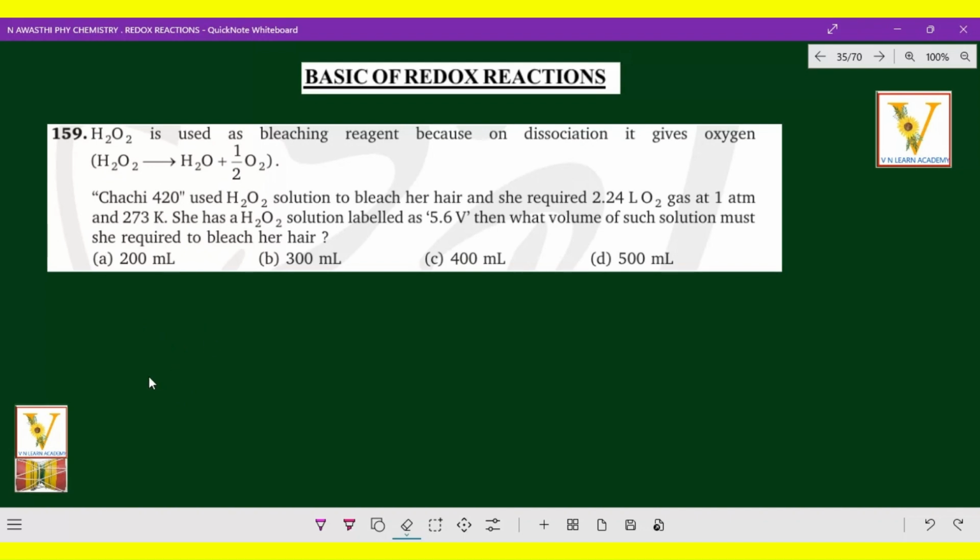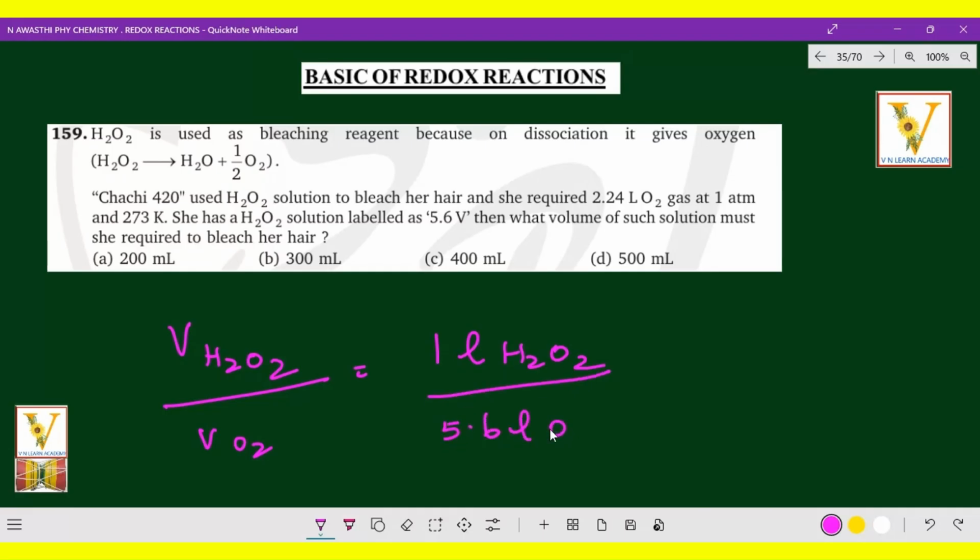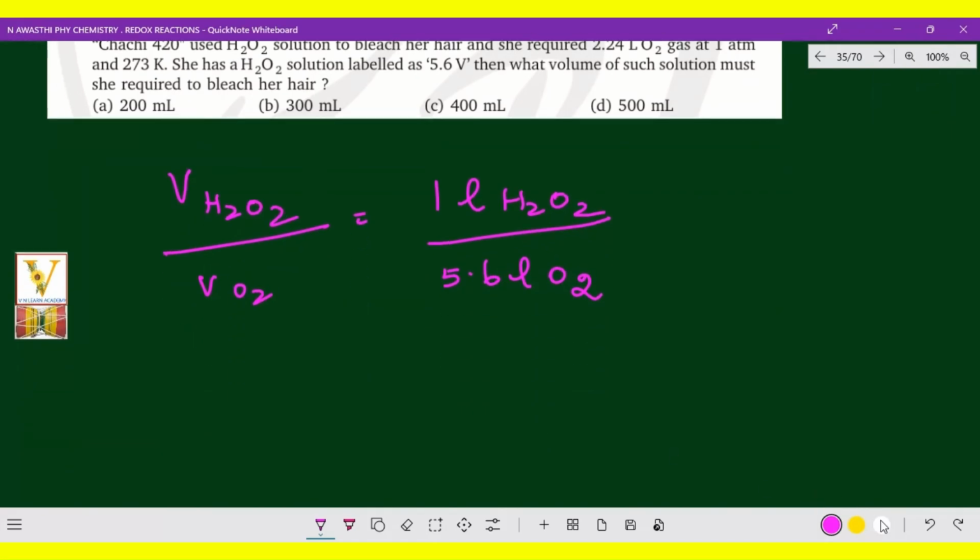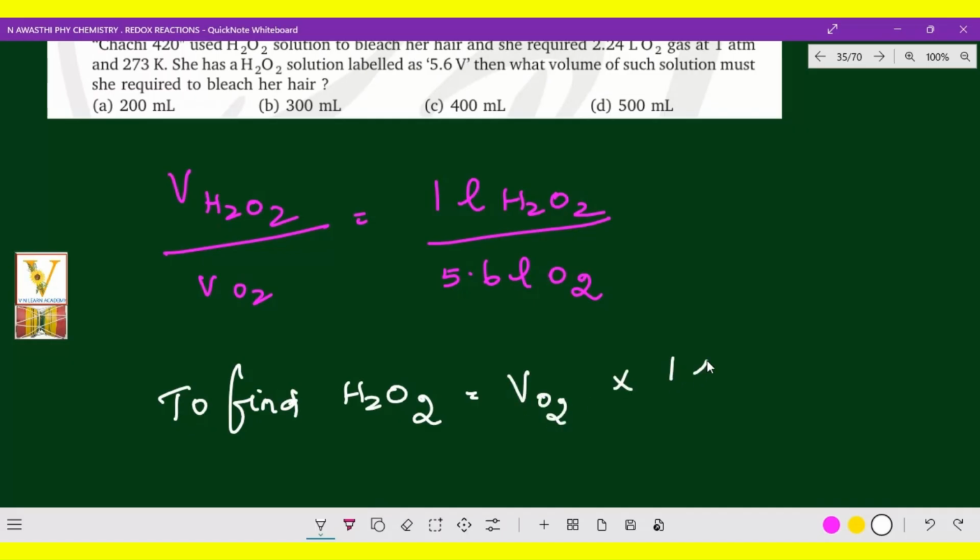Okay, come on. Let us identify the volume of hydrogen peroxide. Actually, it is volume of H2O2 divided by volume of oxygen. So take 1 liter of hydrogen peroxide divided by 5.6 liter of oxygen, right? So to find hydrogen peroxide H2O2, it equals the volume of oxygen required times 1 liter of hydrogen peroxide divided by 5.6 liter of oxygen, right?